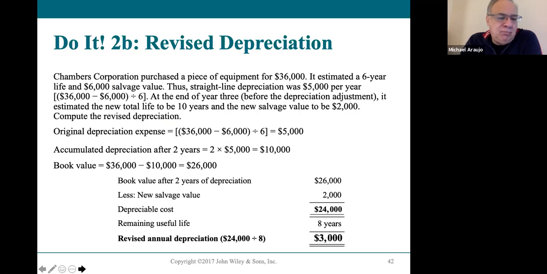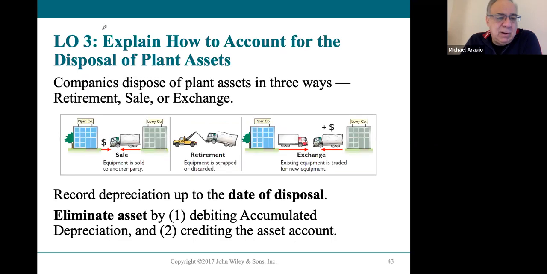Okay, not necessary to go over too many things here. Learning objective 3 basically looks at what happens when you dispose of an asset. Briefly, all you really need to know is that assets get old and a couple of things happen. They're either sold to another party, they're either scrapped or discarded. We just nicely call it retirement. I don't like that because I'm close to retirement. I don't want to feel like I'm scrapped or discarded. Or they're exchanged for new equipment, right?